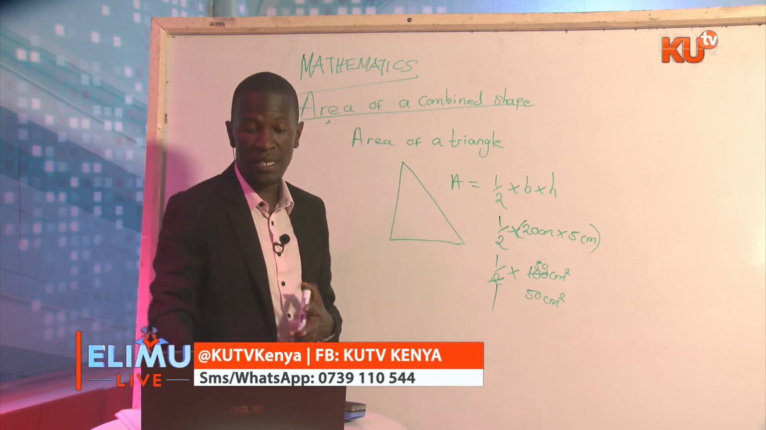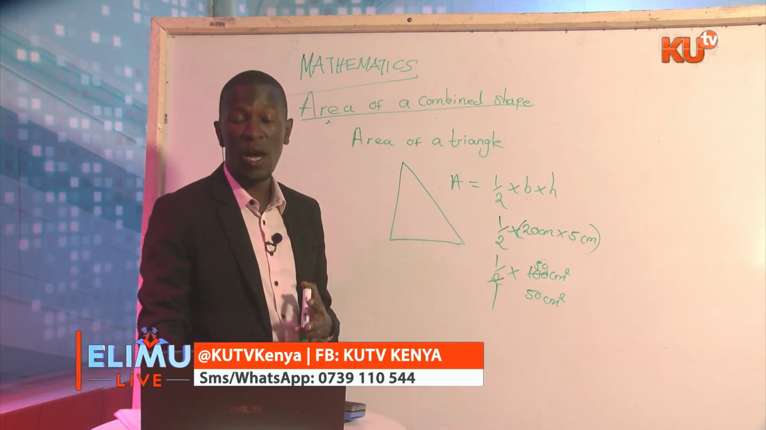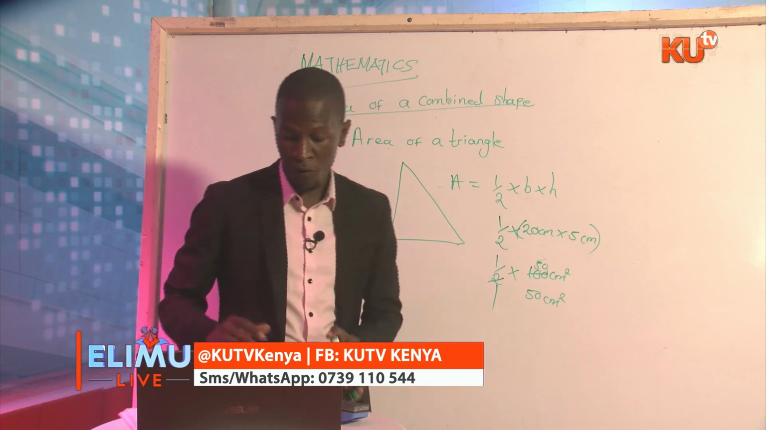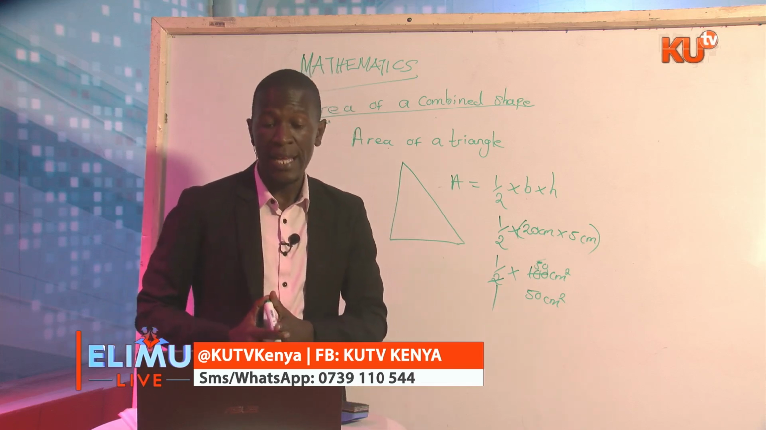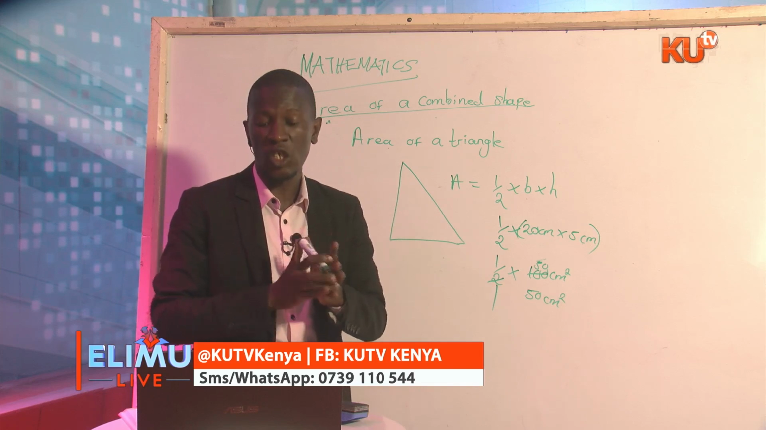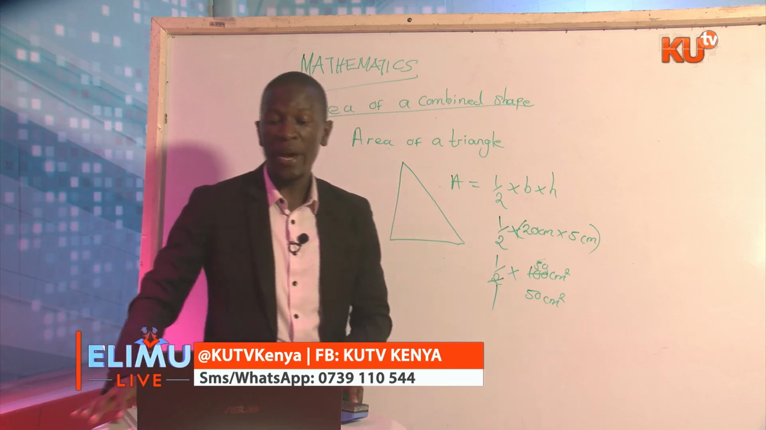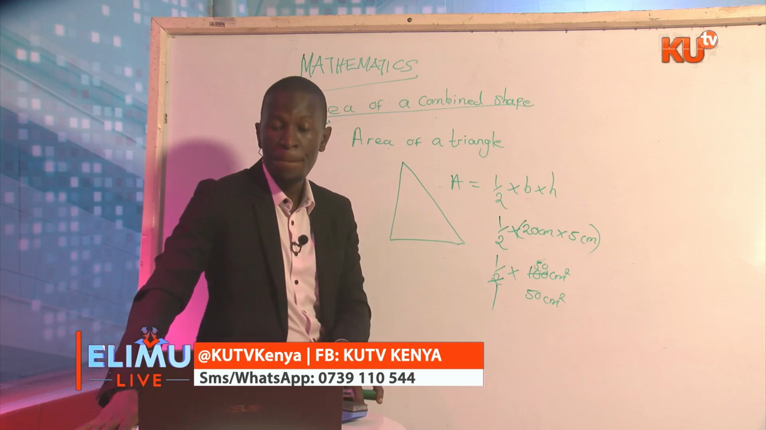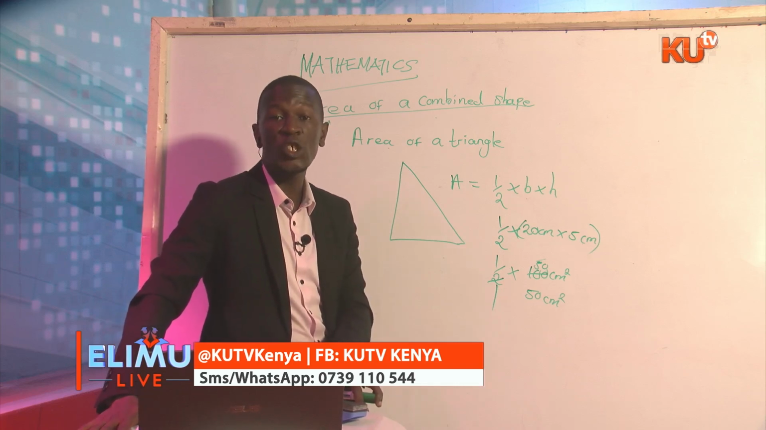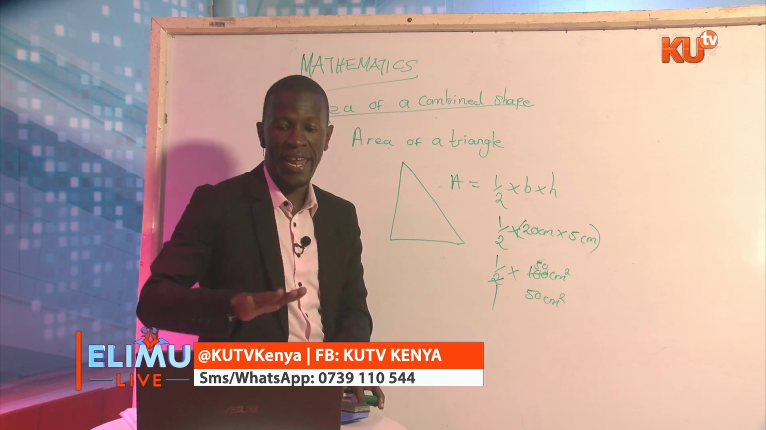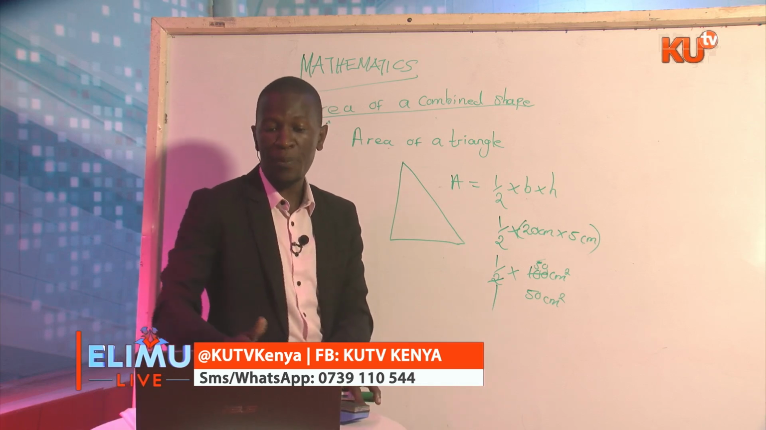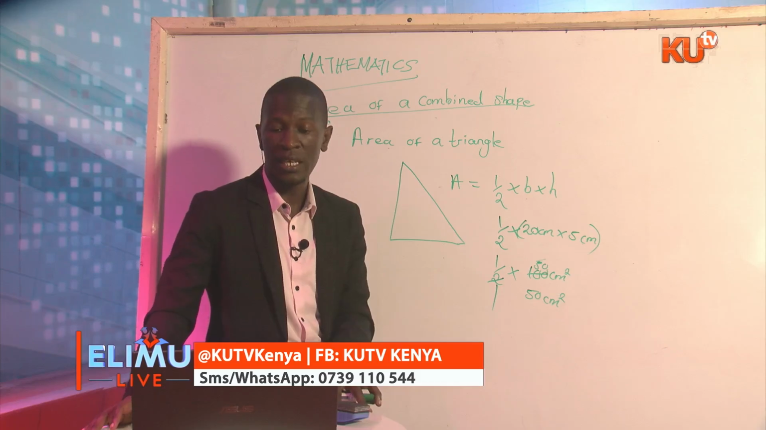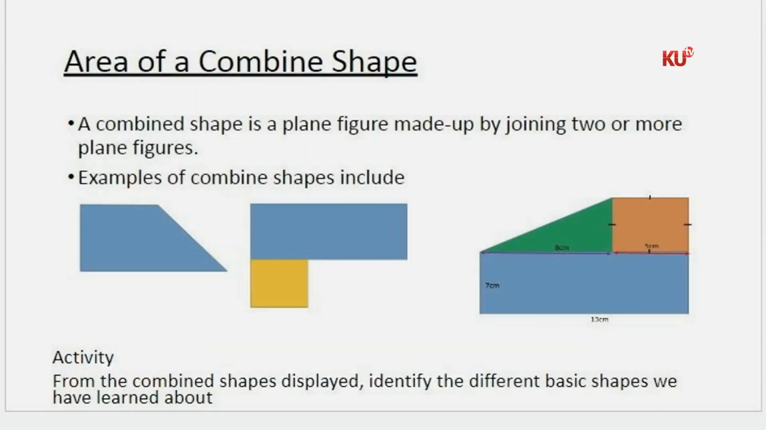Having done that and having seen that, I want us now to move to our main area of learning today. That is now area of combined shape. When we talk of a combined shape, it is a plane figure made up by joining 2 or more plane figures. And examples of combined shapes include, as you can see on the screen, we have the first one there. You can see the second one. You can as well see the third one.